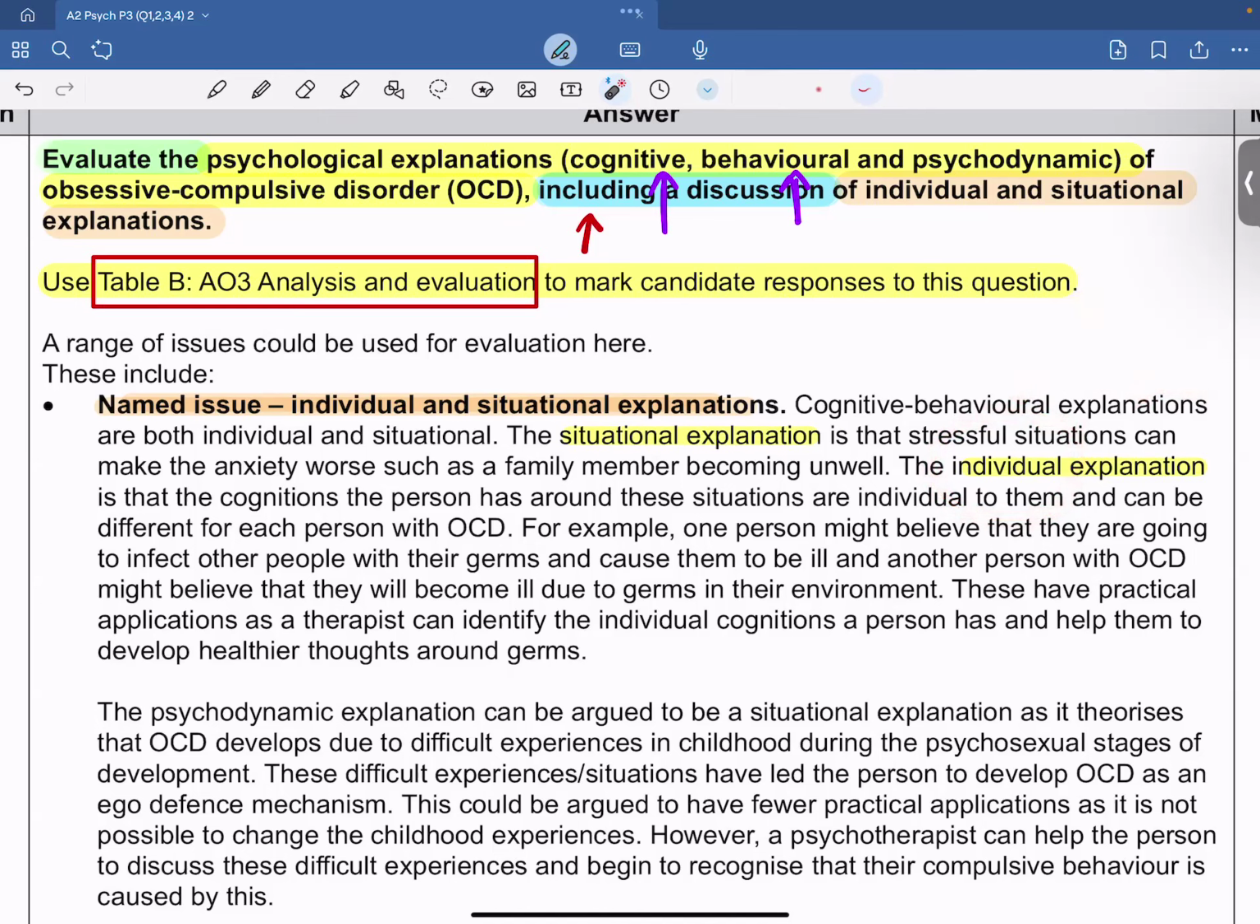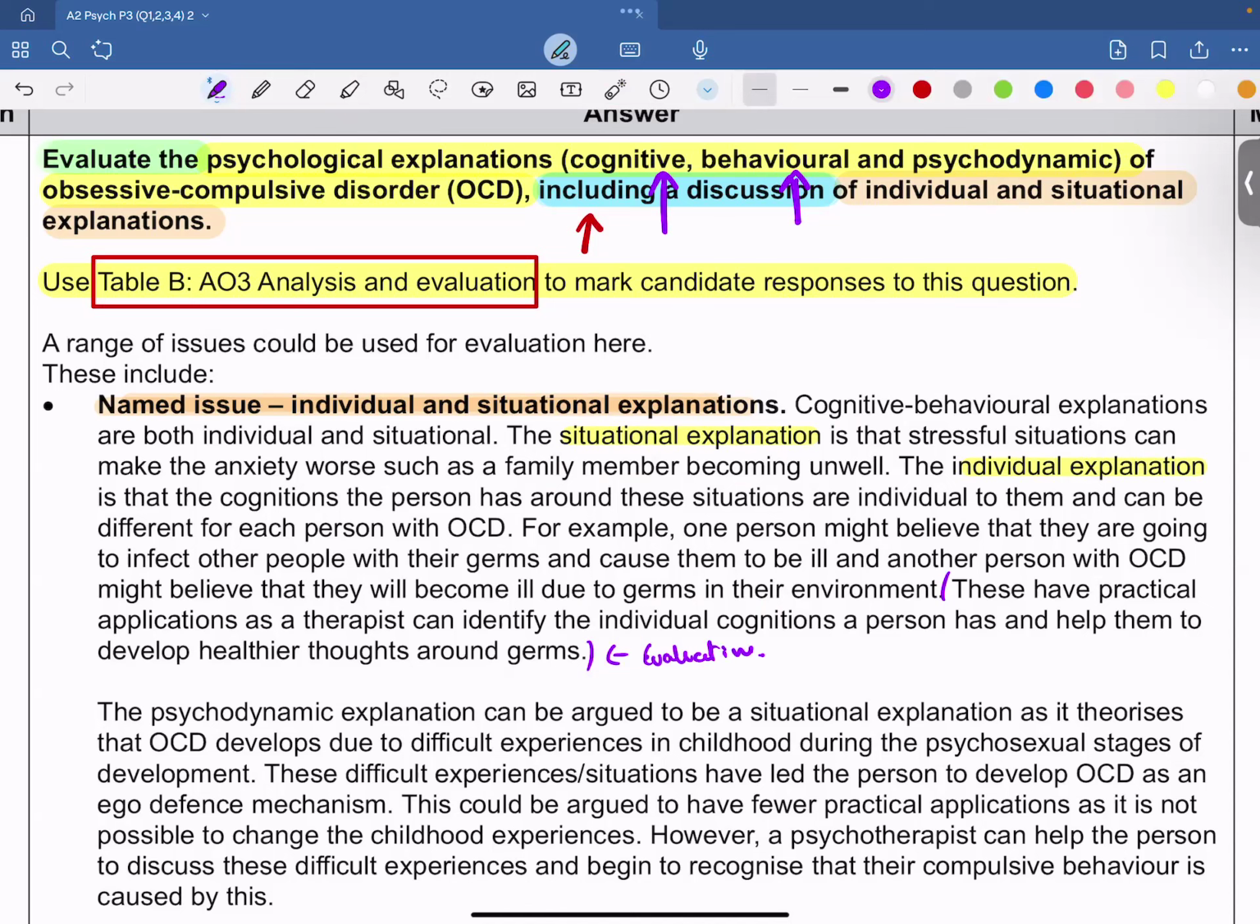These have practical applications, as a therapist can identify the individual cognitions a person has and help them to develop healthier thoughts around germs. So, again, this is helpful. This is how you're concluding. This is that evaluative part.